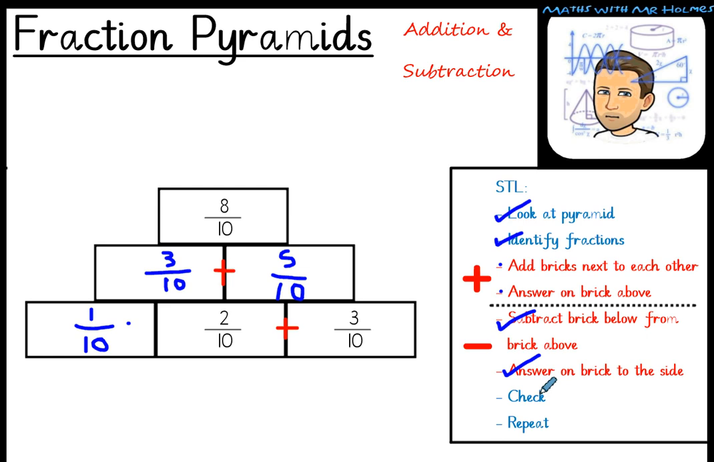And now I need to check. I'm going to check using the inverse. That's addition. 1/10 add 2/10. That gives me 3/10. Fantastic. I'm happy with that. I can't repeat anymore. I filled in the pyramid. Like every good mathematician, I've checked my work and repeated, and we've solved an addition and subtraction fraction pyramid.